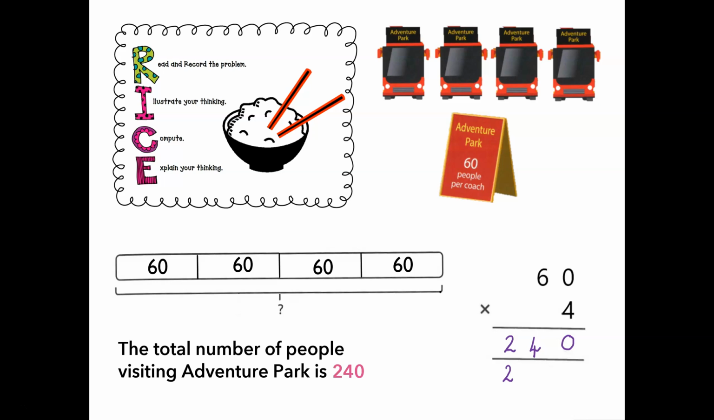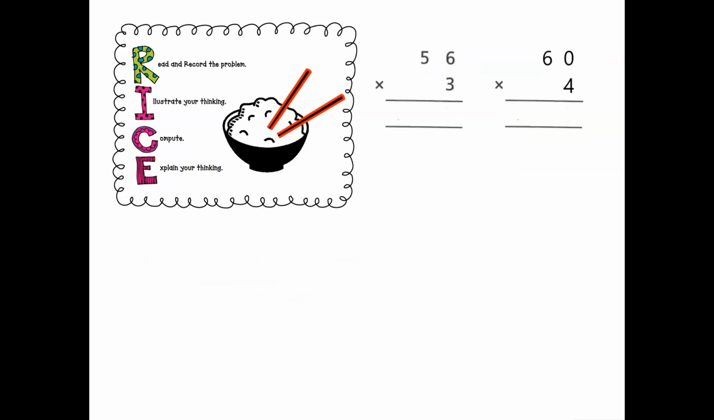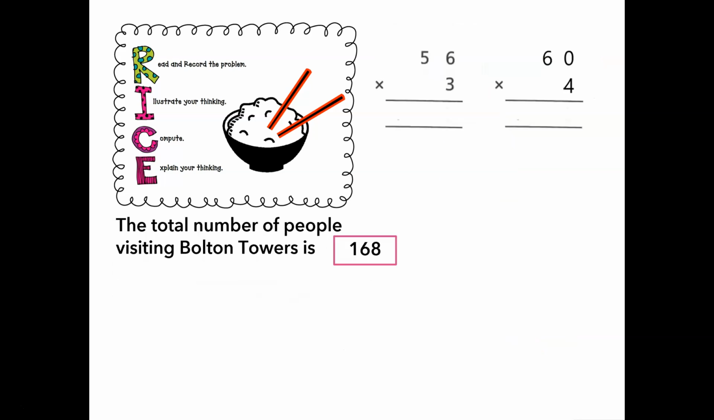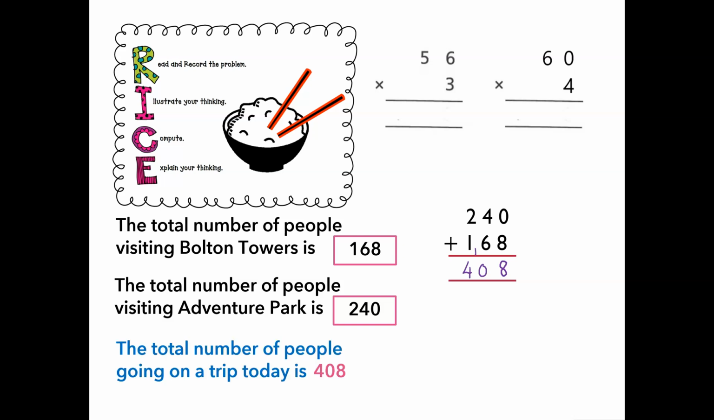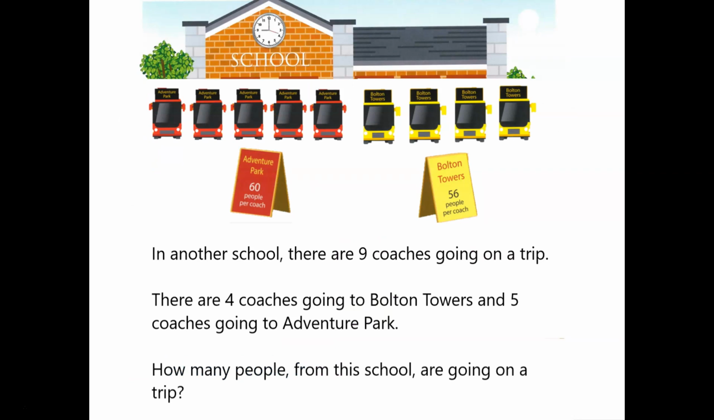I've not yet answered the question. How many people are going on a trip all together today? I know that 168 people are going to Bolton Towers. I know that 240 are going to Adventure Park. So I need to add those together. So we found out 408 people are going on a trip today. Lucky them. Here's another problem. This time I'd like you to apply RICE to see if you can work out the solution. Pause the video and have a think.